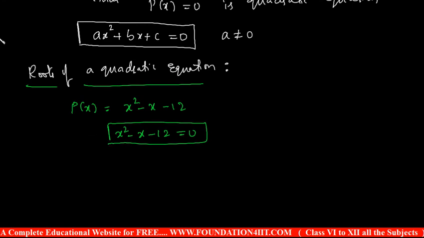In the place of x, 4. If x is equal to 4, we already did that. 4 square minus 4 minus 12 is equal to 0. So p of 4 is equal to 0. Then 4 is the root of this quadratic equation. If we substitute, the value should be 0. And here the highest power, degree, is 2, right? So we'll get at most 2 zeros, or 2 real roots.